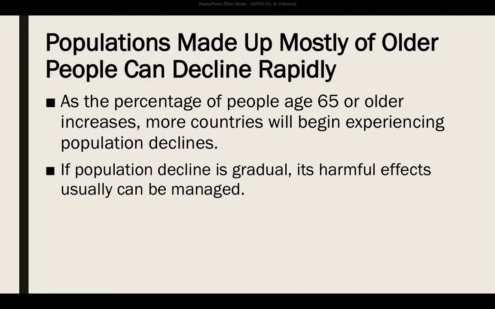Populations made up mostly of older people can decline rapidly. As the percentage of people aged 65 or older increases, more countries will begin experiencing population declines. If population decline is gradual, its harmful effects usually can be managed. However, some countries are experiencing fairly rapid declines and feeling such effects more severely.